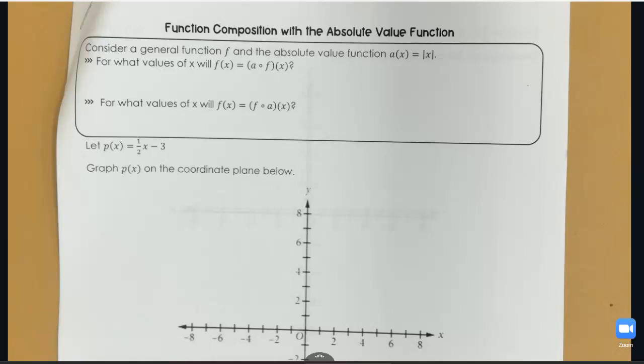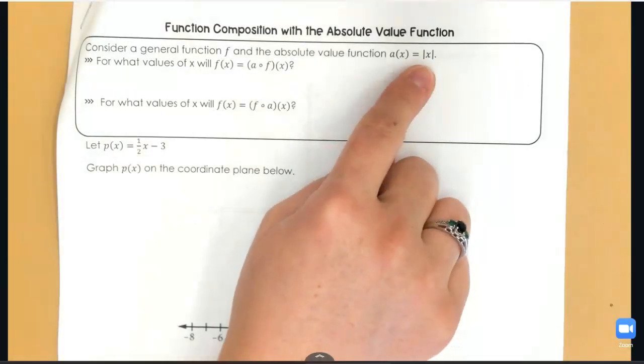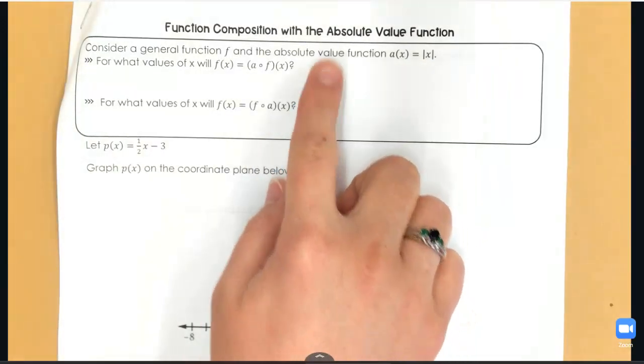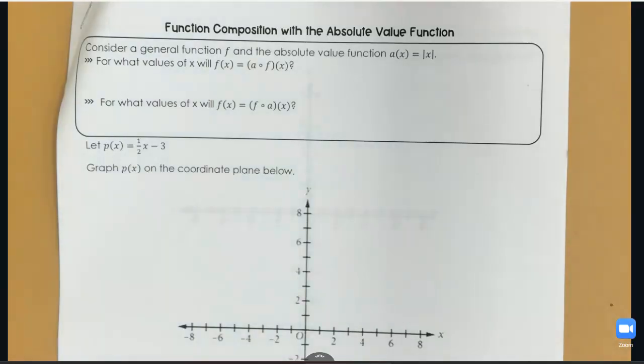All right, today we are continuing our lessons with function composition, which is where you plug one function into another, and we are specifically going to look at what happens when we do this with absolute value functions. So if I have some function and an absolute value function, and I do composition either way, for what values of x do you think that the two functions will have the same outputs, the same y values? Well, that's what we're going to explore.